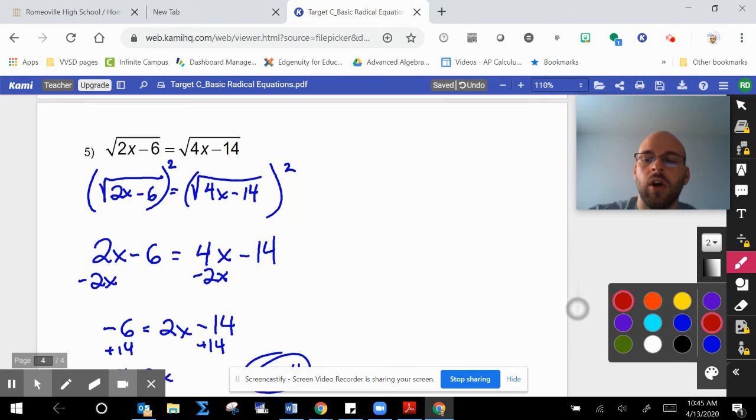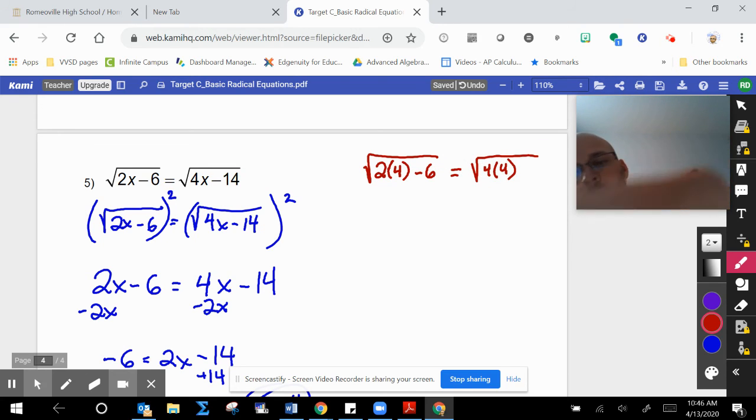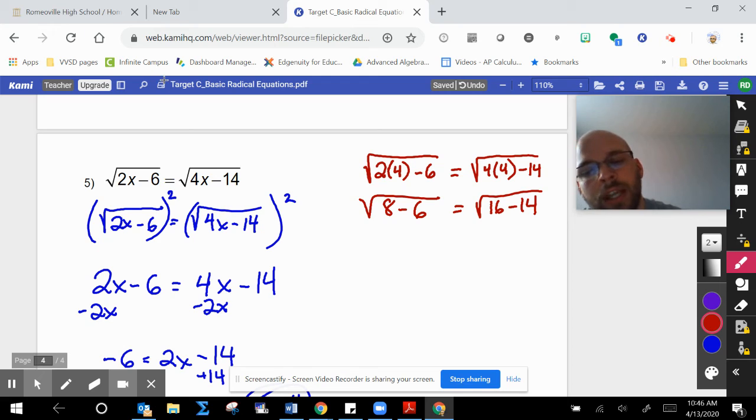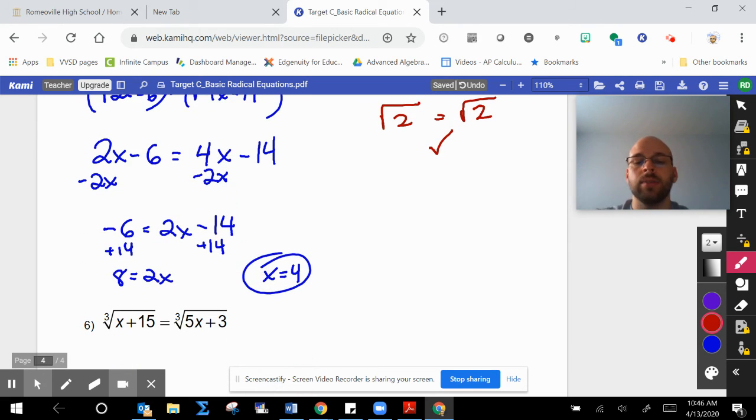So again, just like all the other problems, we need to check our answers. So I'm going to say 2, and instead of x, we're going to put in a 4, minus 6 equals the square root of 4 times 4 minus 14. 2 times 4 is 8 minus 6. 4 times 4 is 16 minus 14. 8 minus 6, I have the square root of 2. And on the right side, I have also the square root of 2. I know that the left and right-hand sides of my equation are now balanced. They are the same. I know that the answer has to be 4.